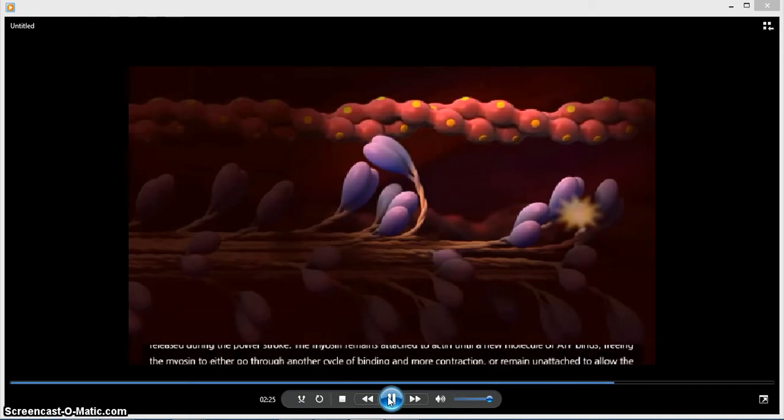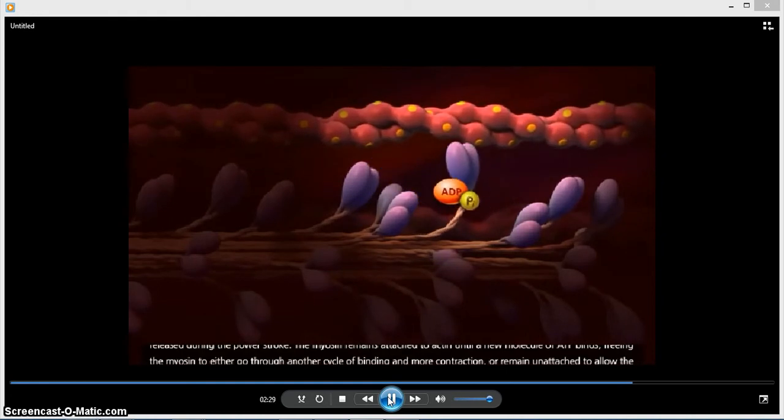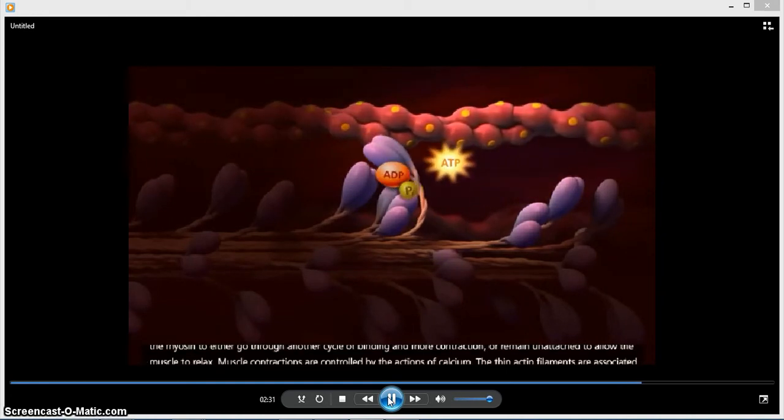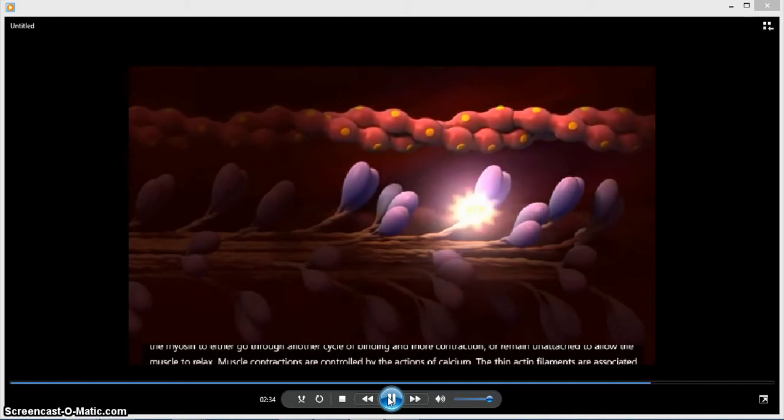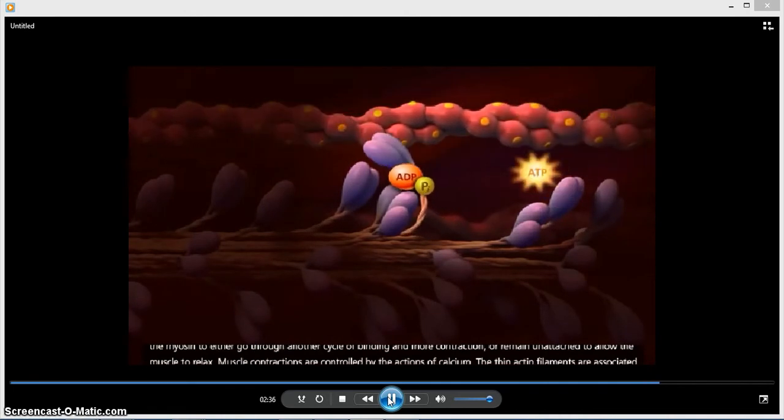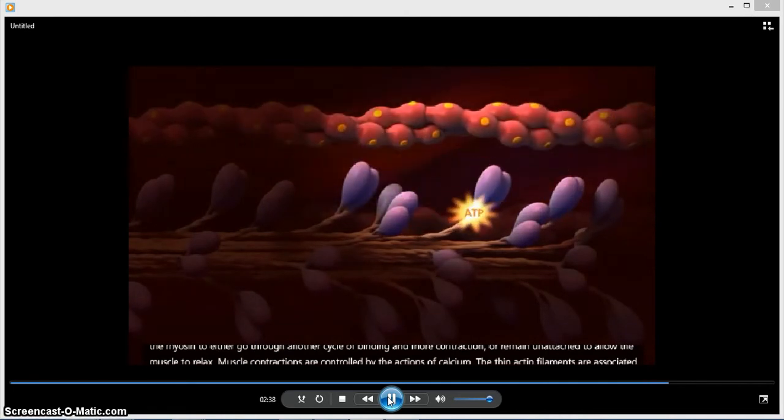The myosin remains attached to actin until a new molecule of ATP binds, freeing the myosin to either go through another cycle of binding and more contraction, or remain unattached to allow the muscle to relax.